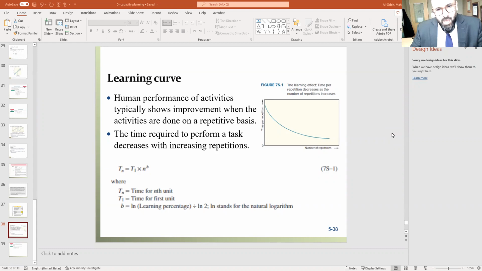The time to finish the nth unit would be equal to the time to finish the first unit times n, which is the number of units, to the power of p, where p is the natural log of the learning curve percentage divided by the natural log of 2. All right, so let's take a look at an example of how we could apply this. This is the most important. Again, the theory behind it is that human performance requires less time if we repeat jobs, if we repeat the tasks. So let me share with you my Excel sheet here in just a second.